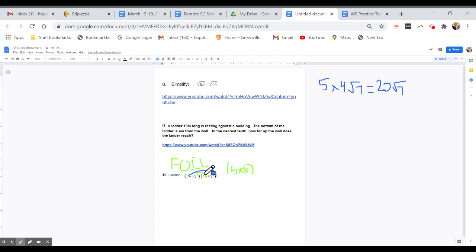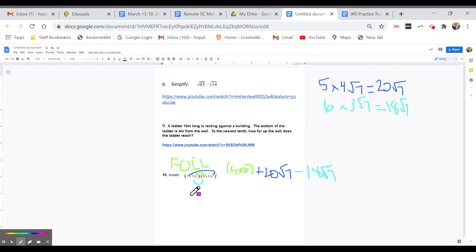So my next step then, and that is a positive because that's a positive sign in there. So plus 20 root 7. Then my next step is to do my insides. So same thing, 6 times 3 root 7 is going to give me 18 root 7. And it's a negative because I have a negative 3 there. So I'm going to take away 18 root 7.